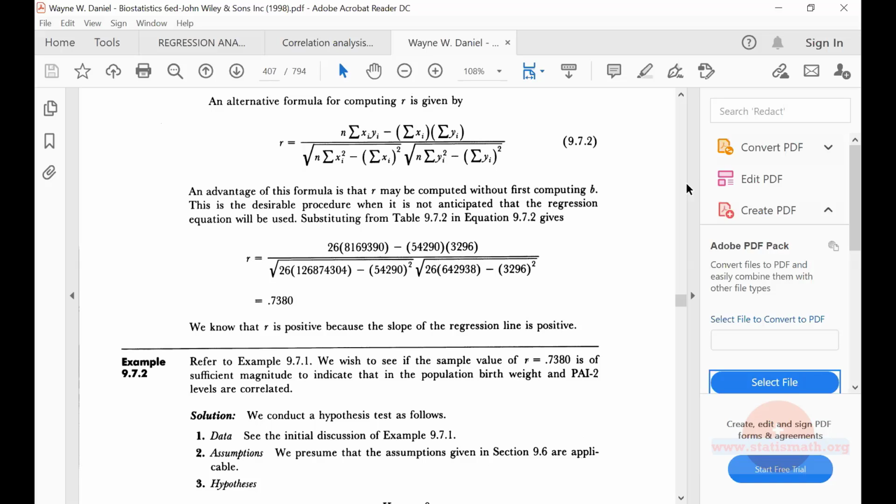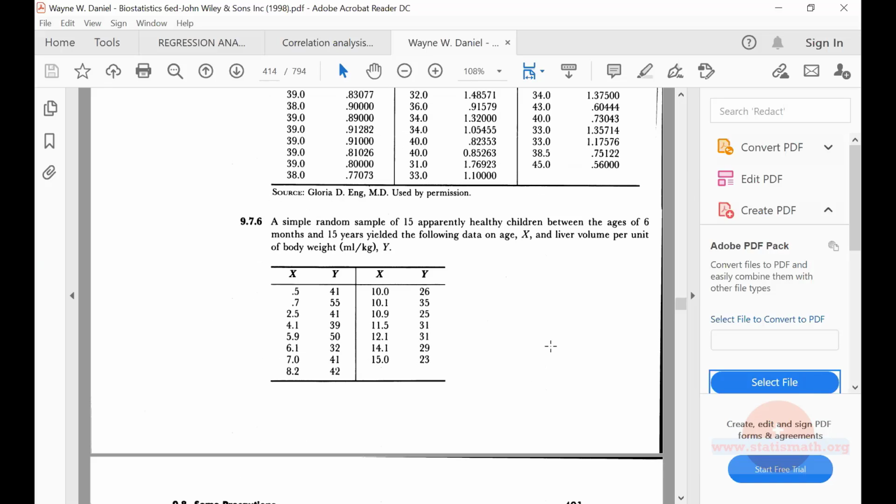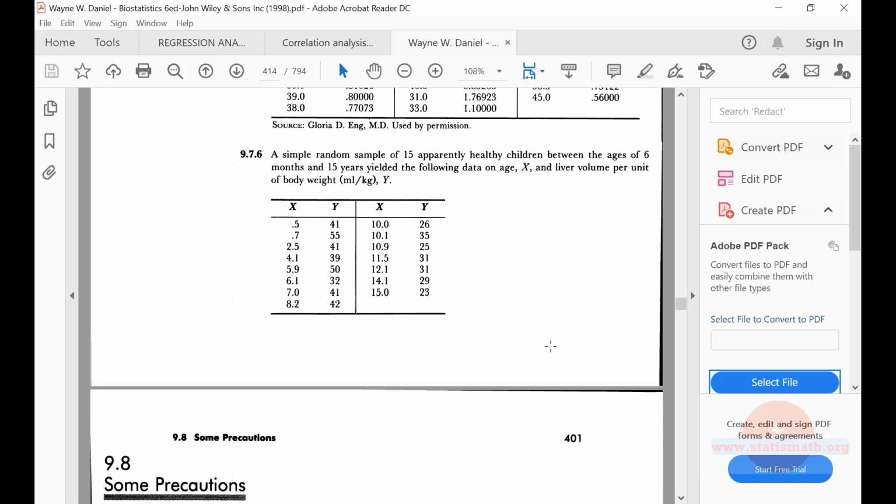All right, I'm taking you to an exercise. Take example 9.7.6 and open an Excel sheet. I'll show you this. You can also calculate using a calculator. I'll give you the main part, then you can plug it in and see what happens. So everybody open an Excel sheet.